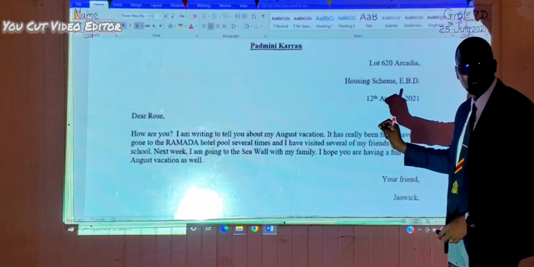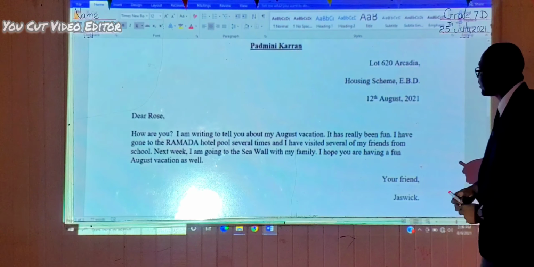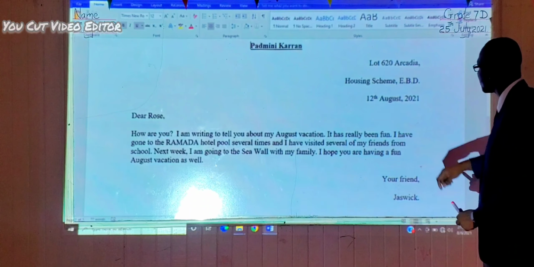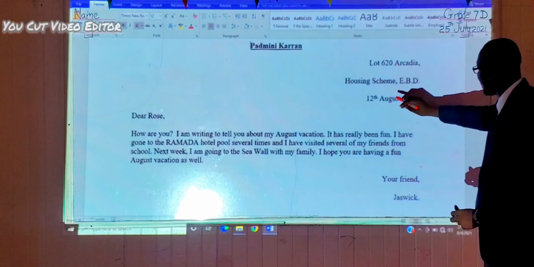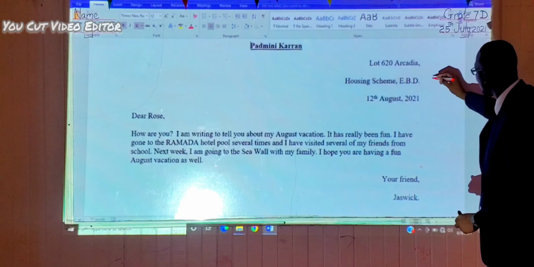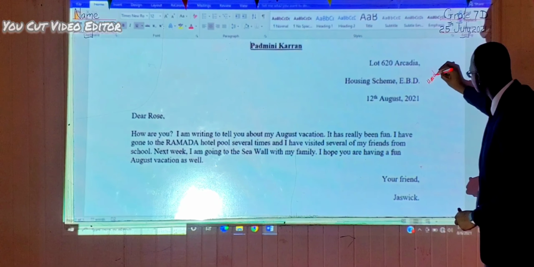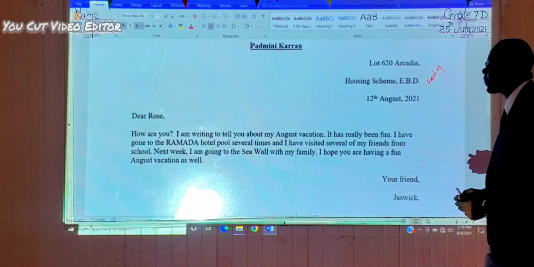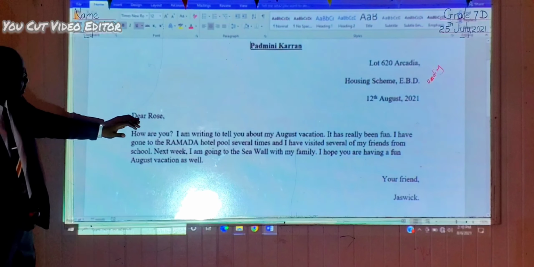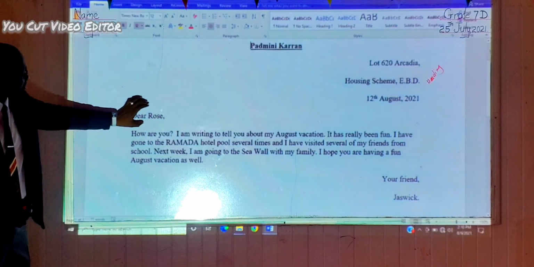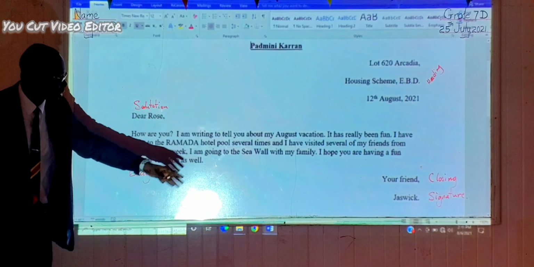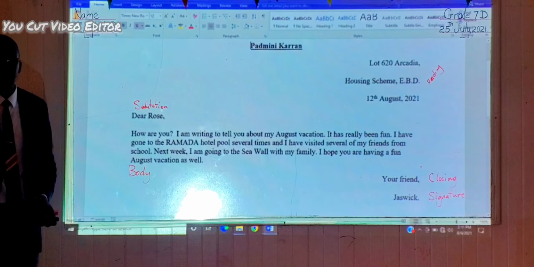Let us examine it to see if she did the correct thing. So here we see she has Lot 620 Arcadia Housing Scheme, East Bank, Demerara, and she has the 12th of August 2021. Now we notice the date and we notice the address, right? So this part is correct. She has this as the heading, good. And it's been correctly placed, right? Now let's look at how she begins. It begins with Dear Rose. And what did we say this part of the letter is? She did a good job identifying and organizing this letter in the correct way. Let's give her a nice hand.